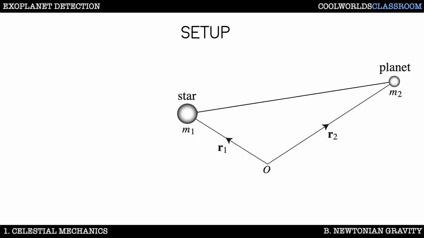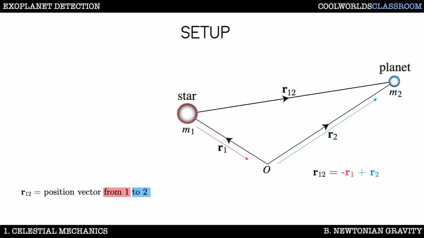Here's our basic setup. We have two massive bodies, labeled 1 and 2, at arbitrary positions relative to an origin, denoted by the position vectors r1 and r2. Let's define r12 as the position vector from 1 to 2. So, walking along the vectors, we can see that r12 equals minus r1 plus r2.